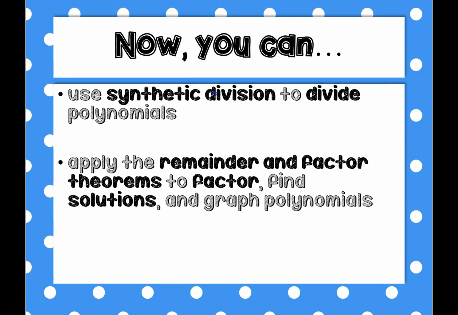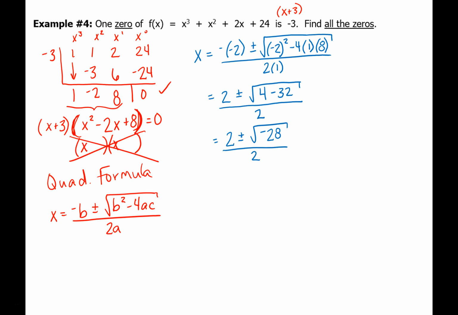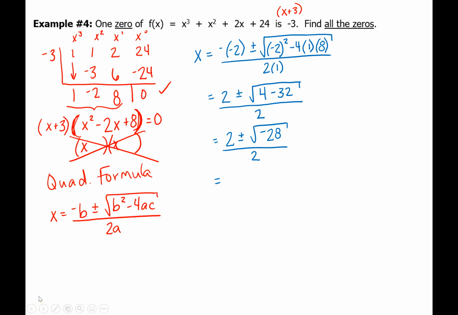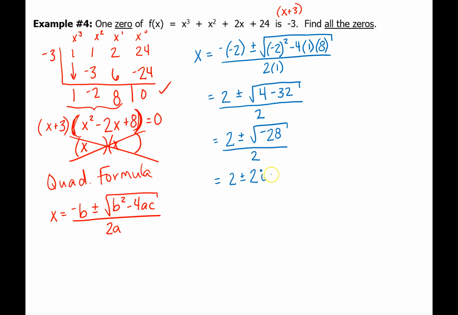Okay, so let's see what we can do here. Negative negative 2 is positive 2. And then we've got that plus or minus. Then we have negative 2 squared, which is 4. So that's 4 minus 32 on the inside. Oh, we're going to have an imaginary number here because we're going to have a negative. All right, so we've got 2 plus or minus the square root of negative 28 all over 2. So now 28 is 7 times 4. So the 4 I can take out of the radical because square root of 4 is 2. So I have 2 plus or minus 2i square root of 7, because of that negative, and then all of that's over 2.